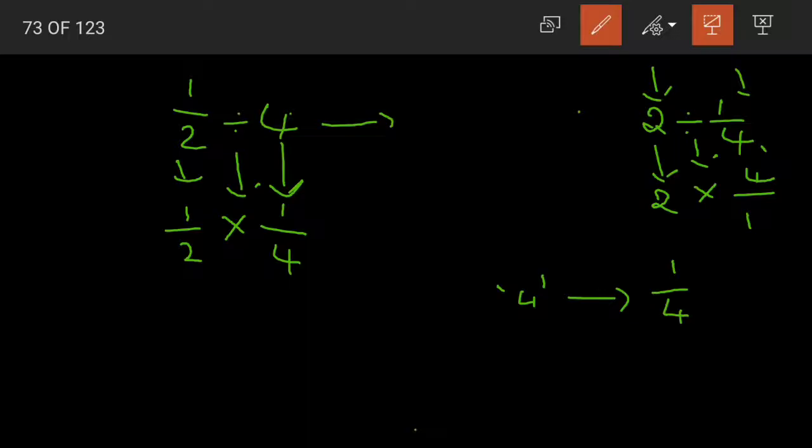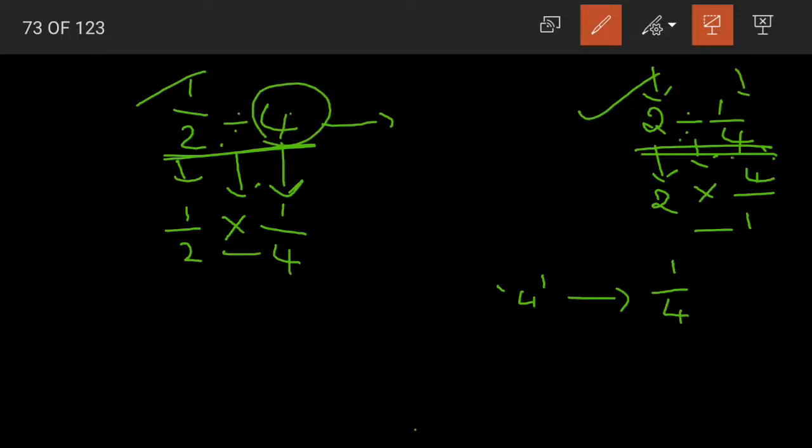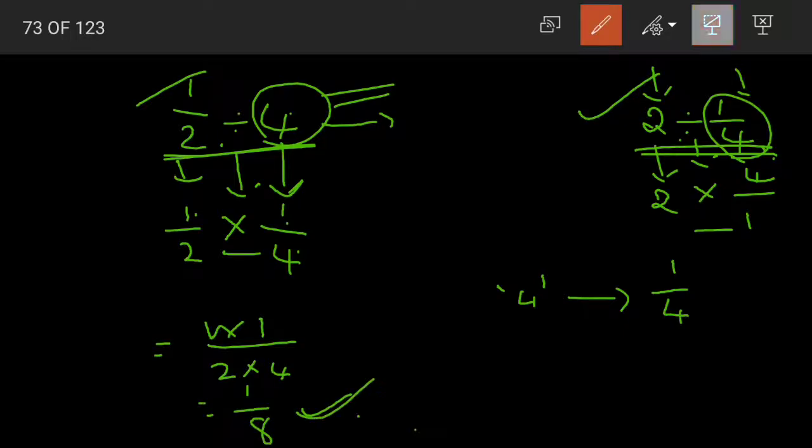Understood? So what do we understand from this? Be it a whole number divided by a fraction or a fraction divided by a whole number, always the division symbol is changed into multiplication and we write the reciprocal of the divisor. Remember this point. Whose reciprocal do we write? We write the reciprocal of the divisor, children. Yes. Now again here 1 by 2 into 1 by 4 is nothing but 1 into 1, 2 into 4, that is equal to 1 by 8, our answer.